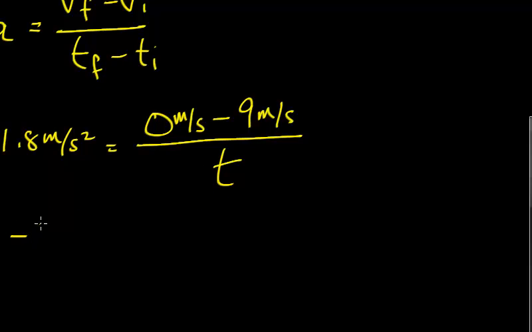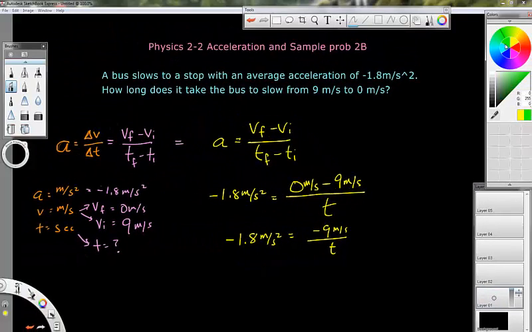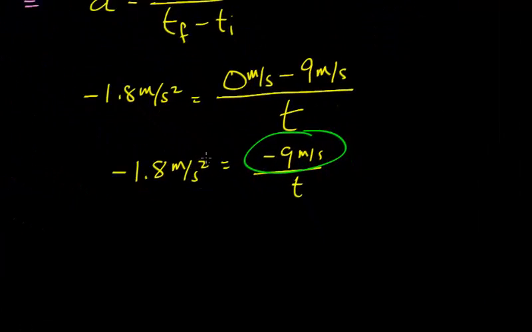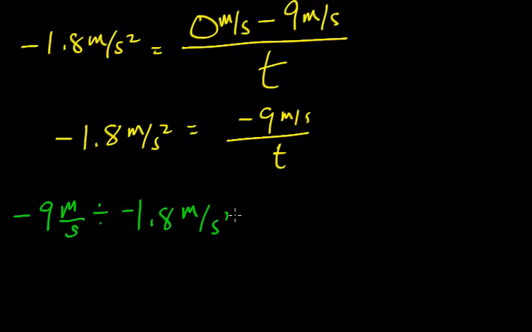So now we have to solve this. It's going to be negative 1.8 meters per second squared equals, on the top, negative 9 meters per second. On the bottom, t. Now, when you solve something like this, you take this number divided by this number. So this is going to be negative 9 meters per second divided by negative 1.8 meters per second squared. And I know that my answer is going to be positive. When I do this, I'm going to get 5.